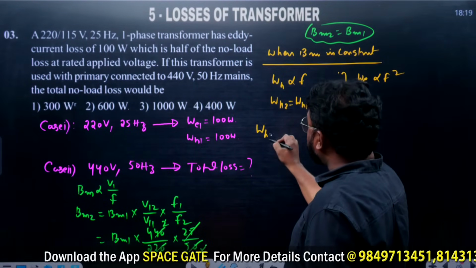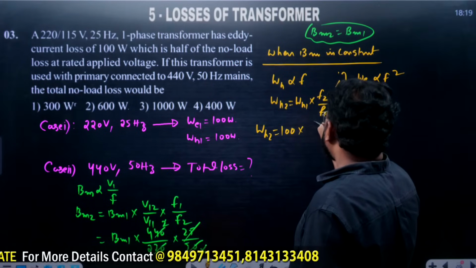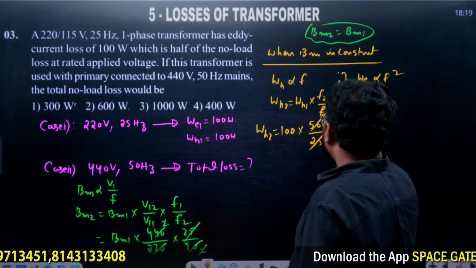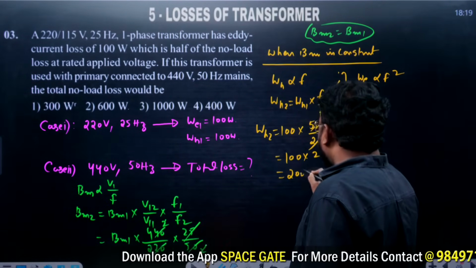So WH2 is equal to WH1, which is 100, multiplied by F2 by F1, which is 50 Hz divided by 25. So now it is equal to 100 multiplied by 2, so equal to 200 watts.